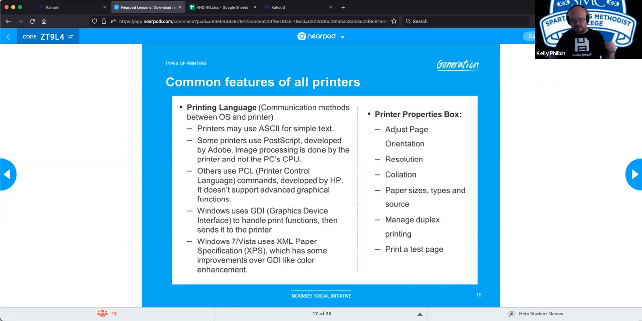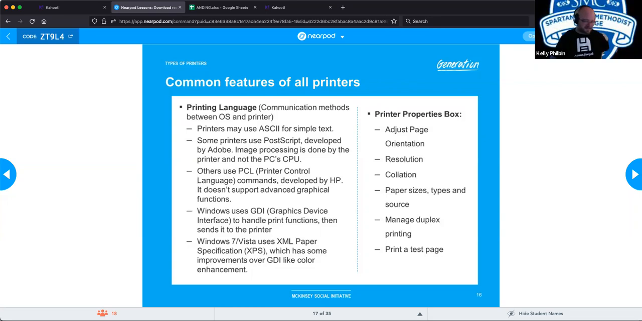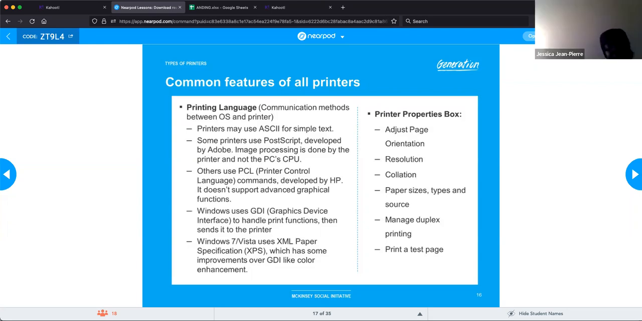DW, you had your hand up? The clean? Well, that's in the laser printing. You're going into the laser printing step. We're talking about troubleshooting. Okay, DW.